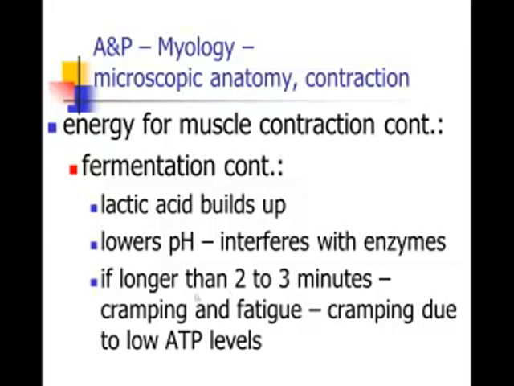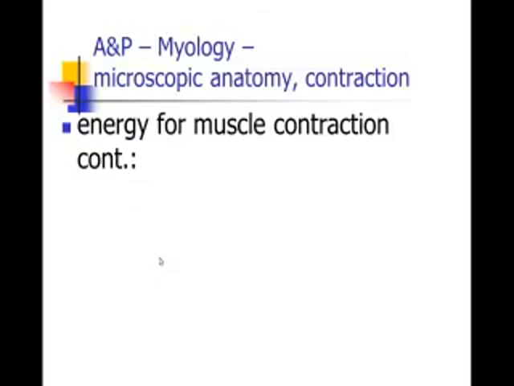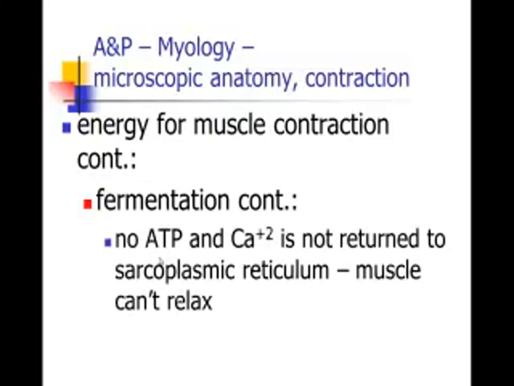If you have lactic acid buildup for more than 2 or 3 minutes, you'll start to cramp because of low ATP levels and feel fatigue. Okay, so if you don't have any ATP, that means the calcium won't get returned to the sarcoplasmic reticulum. If the calcium doesn't get taken out of the sarcoplasmic reticulum, you get a muscle contraction that can't relax.